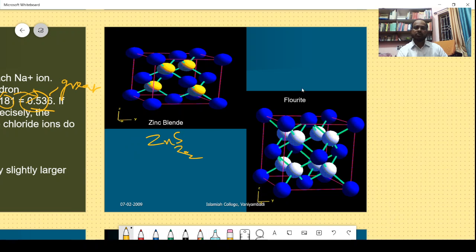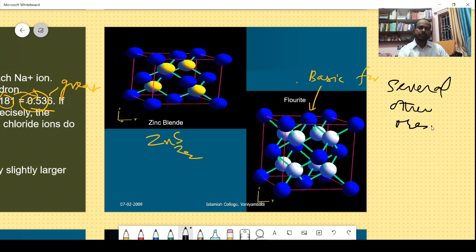Okay, so likewise we have zinc sulfide and fluoride structures also. This is a kind of structure that forms the basis for several other ores. Here also you can see that in the zinc blende structure you have a zinc atom at the center. And if you have four, you must look into where these four atoms are belonging. They are occupying very good space there.